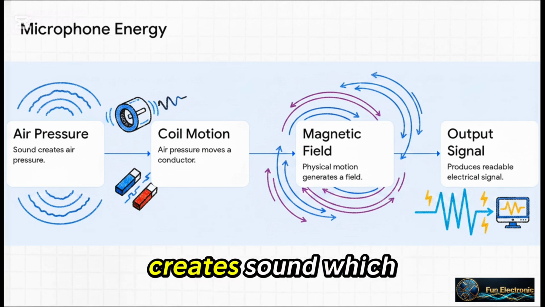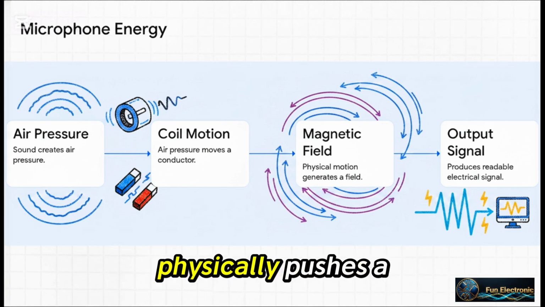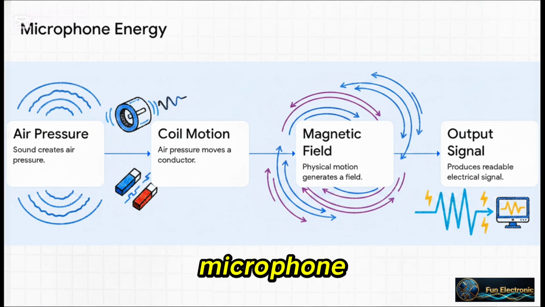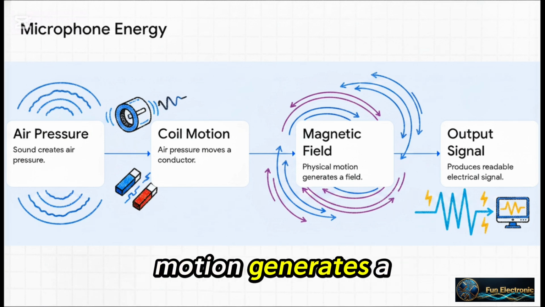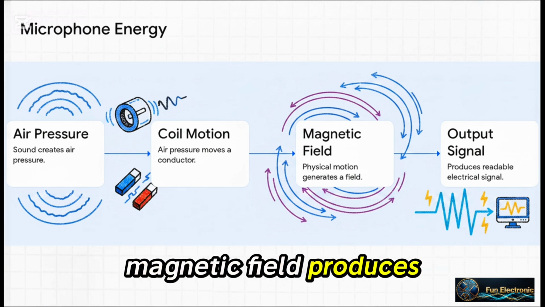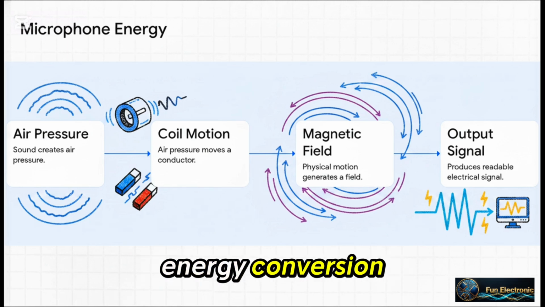First, your voice creates sound, which is really just air pressure. Second, that pressure physically pushes a tiny, delicate conductor or coil inside the microphone. Third, that physical motion generates a concentrated magnetic field. And finally, that magnetic field produces the electrical signal that travels right into your computer. It's just a perfect step-by-step chain of energy conversion.